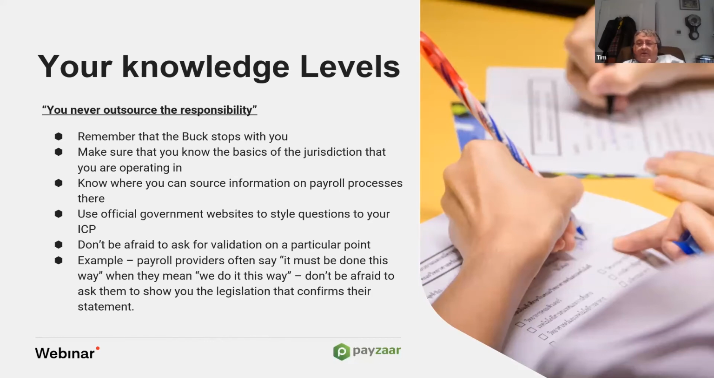So you need to know the basics of the jurisdiction in which you're operating. You need to know where you could check up on information about payroll processes. And I would use the official government websites really to style questions to your ICP. So I have lots of go-to websites, but let's take France as an example. We have the new BOSS website in France, the Bulletin Officiel pour la Sécurité Sociale, and that has some really quite detailed operating instructions on it.